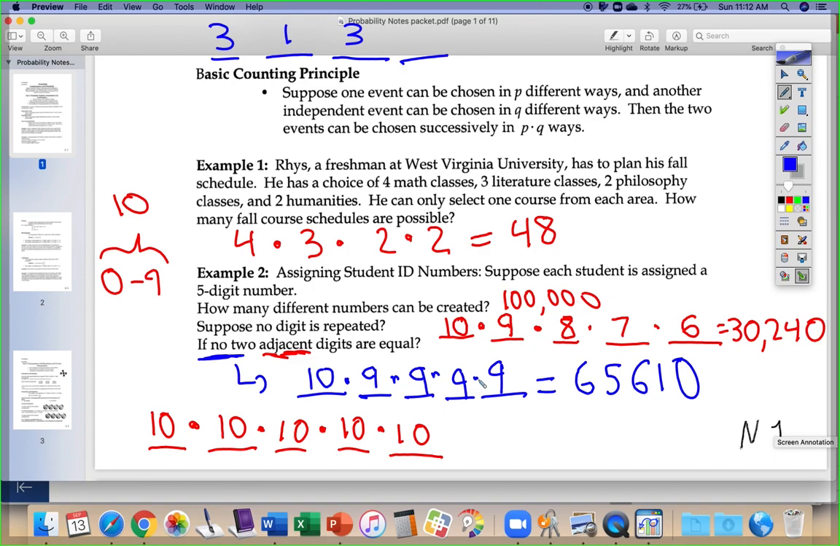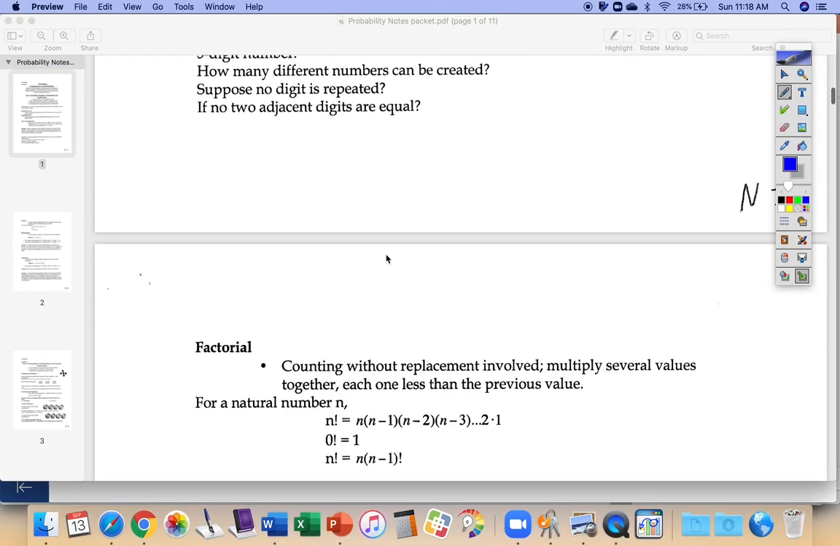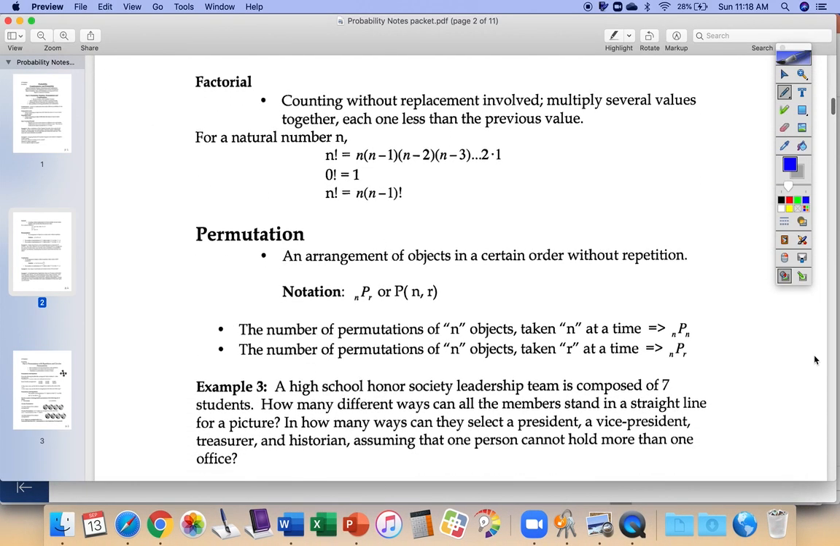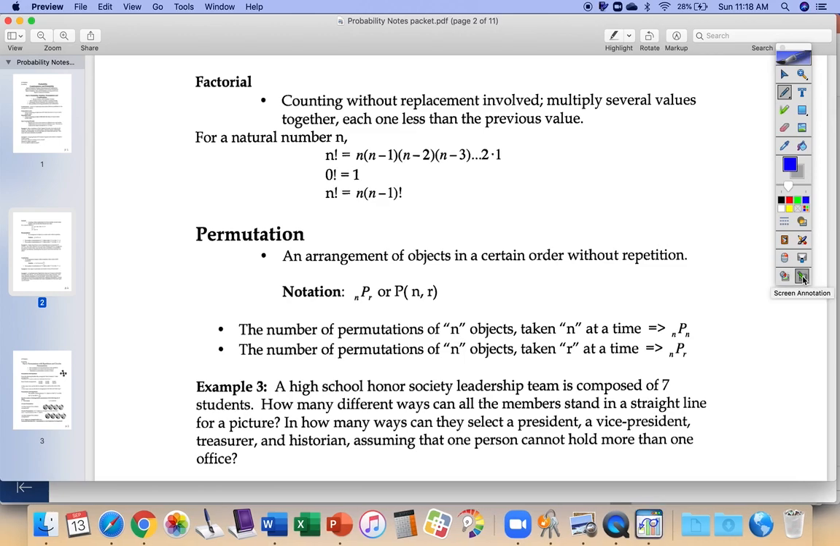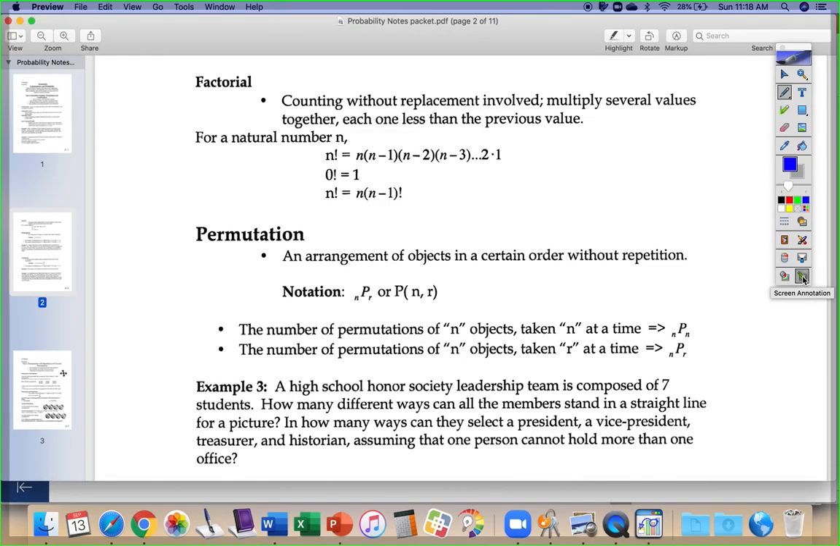We're going to move on to our next page and talk about permutations, factorial, and combinations. So first, we need to understand what a factorial is. A factorial is counting without replacement. You multiply several values together, one less of the previous value. So what a factorial means, and look, it's this exclamation point in math. So if I had, for instance, 4 factorial, what that means to us is you do 4, then it says to multiply one number less each time until you're down to 1.